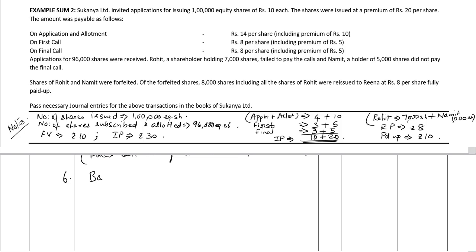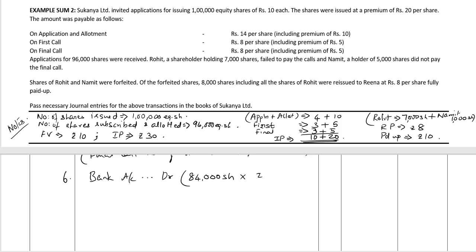Next entry is for the receipt of the final call money. Bank account debit. We did not receive the final call money from Rohit, who holds 7,000 shares, as well as Namit, who holds 5,000 shares. So we did not receive on total of 12,000 shares. So on subtracting 12,000 shares from 96,000 shares, we have 84,000 shares on which we've received the final call money of rupees 8 per share.